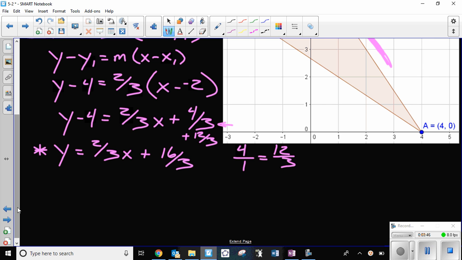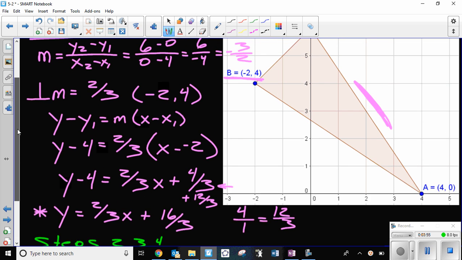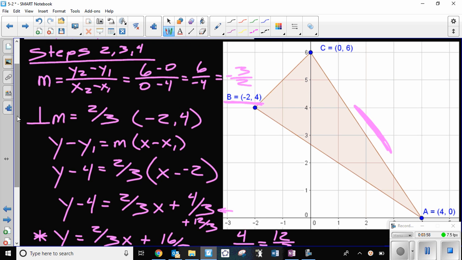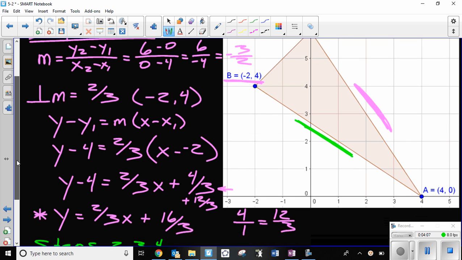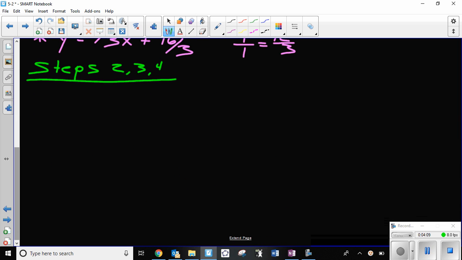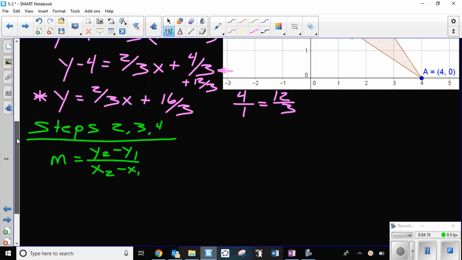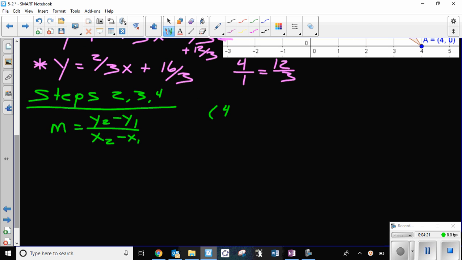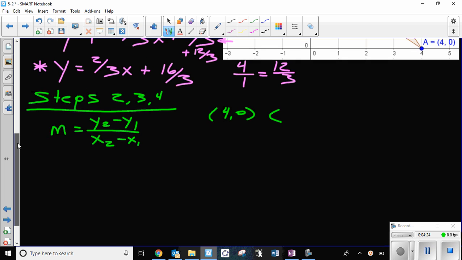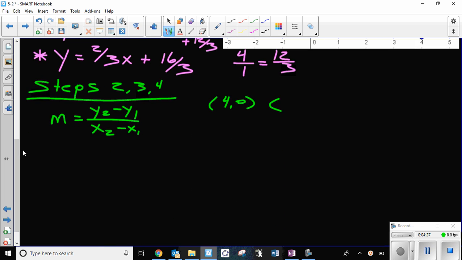Then I got to do the process over again. So we're going to go back and do steps 2, 3, and 4 again. Let's just find the slope of this side next, AB. So finding slope, we're going to write that out again, y2 minus y1 over x2 minus x1. With my coordinates, I'm going to write them out for us. They are at 4, 0, and they are at negative 2, 4.